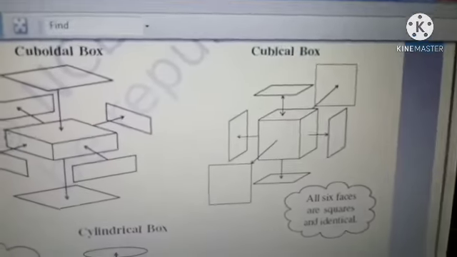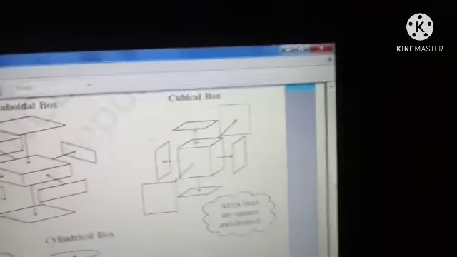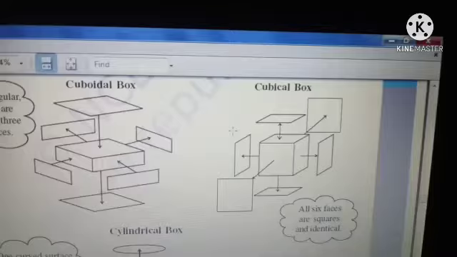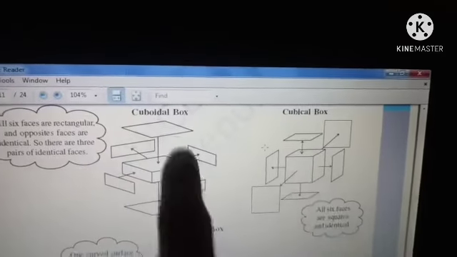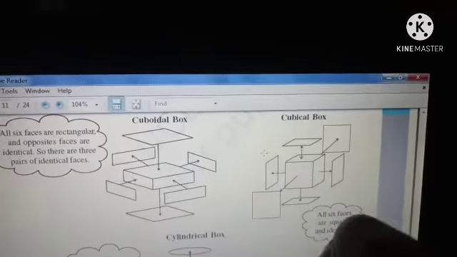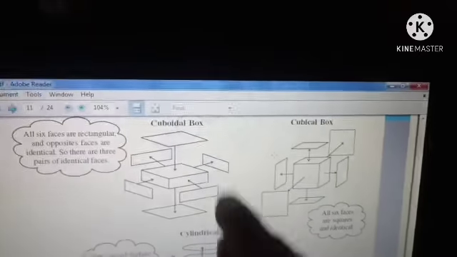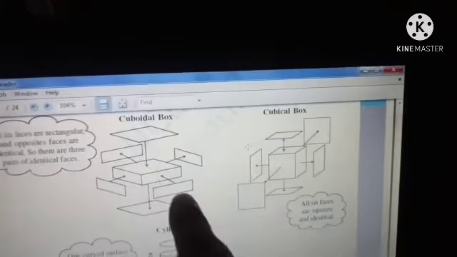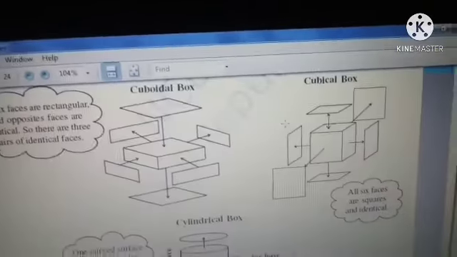Next comes our cubical box. Cubical box, it is very easy. All the sides will be square. Why are all these rectangles not same? Because in a rectangle itself, only opposite sides are equal. That's why in a cuboid, opposite faces are identical. Not all the faces are identical.